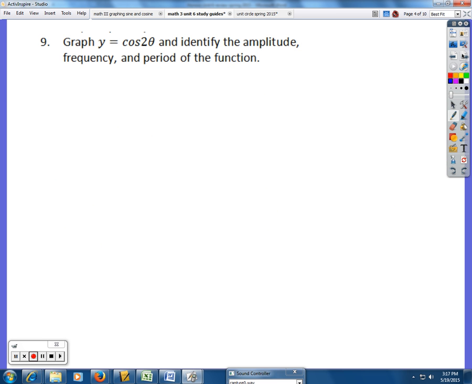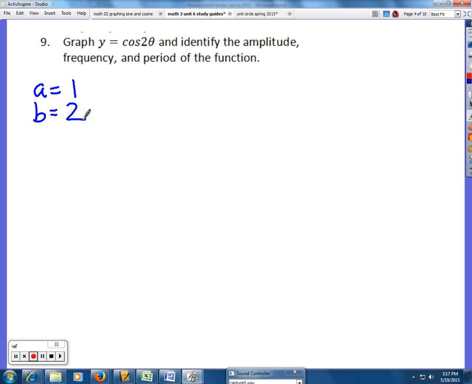Okay, we're going to number 9. 9 does not have a coefficient, so that means A is equal to 1 and B is equal to 2. That gives me an amplitude equal to the absolute value of 1, or just 1, and a period equal to 2 pi over 2, which is pi.